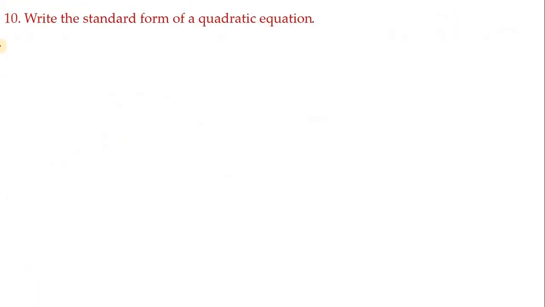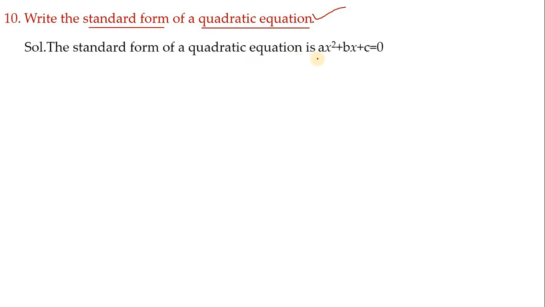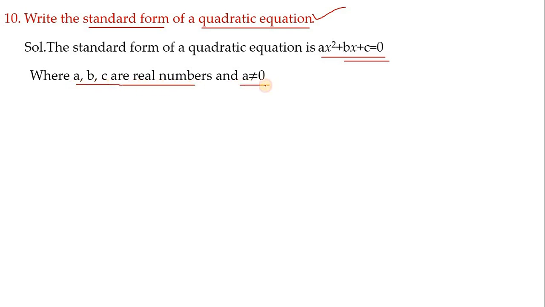Next let us move on to the 10th problem. Write the standard form of a quadratic equation. Very important question for this year, children. So you know that the quadratic equation standard form is ax square plus bx plus c equals 0. After writing this, it is better to write this one also, children: here a, b, c are real numbers and a is not equal to 0.